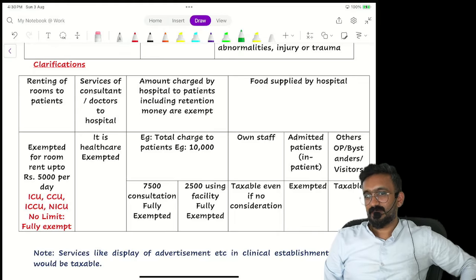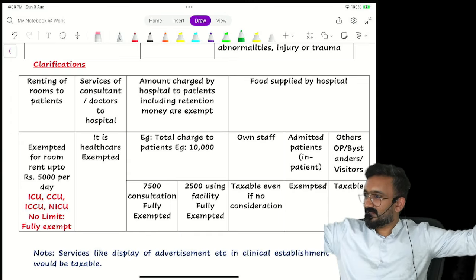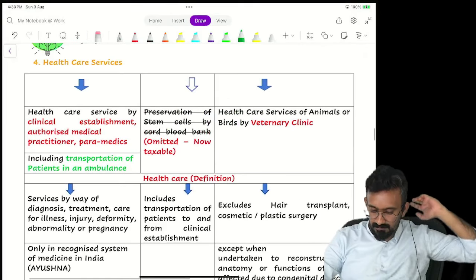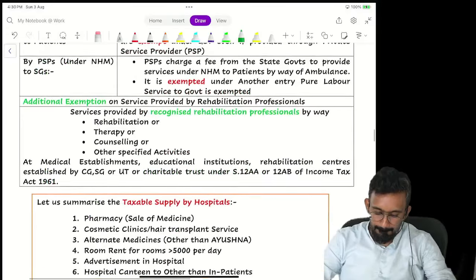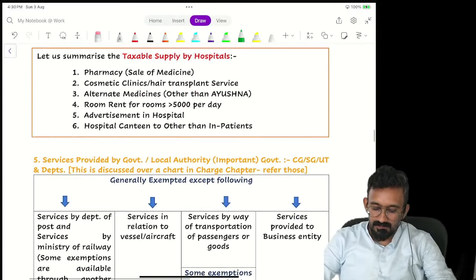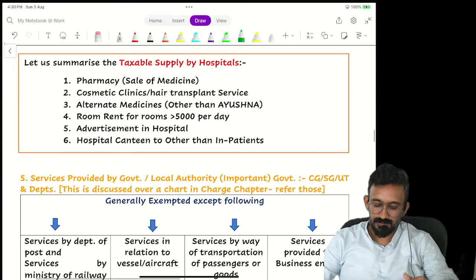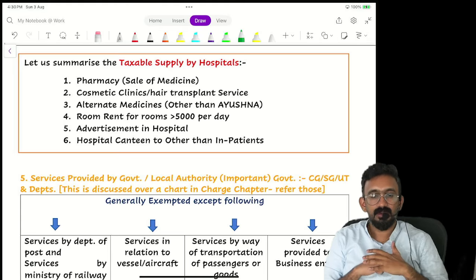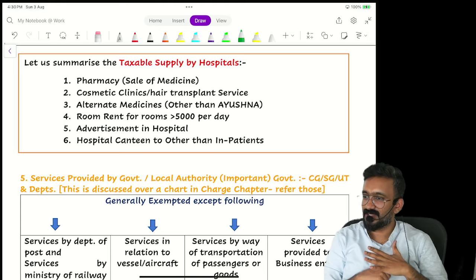What about advertisement? If you go to Kaveri Hospital and all, you'll see so many advertisements. Would it be taxable or exempt? Taxable. I've consolidated it for you. What are the taxable supplies by hospitals? Just for the exam, I've consolidated.